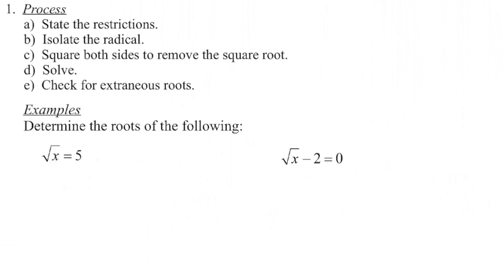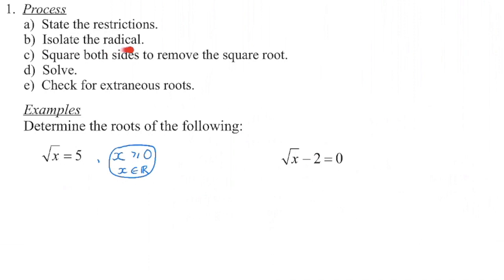All right, let's now take some equations and see if we can solve them. So we're going to go through the steps, beginning with number 1. We're going to state the restrictions. So we're going to see this is a square root. What are the values of x that will make that radicand positive or 0? So in this case, set x greater than or equal to 0, and it is already isolated. So that is the restriction.